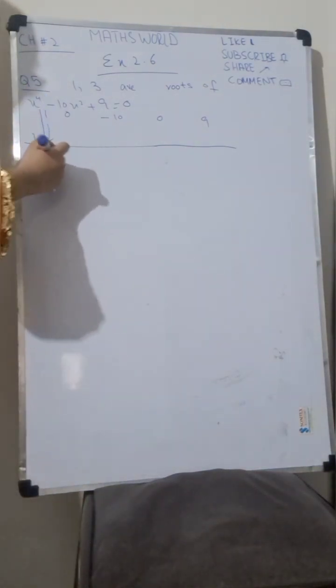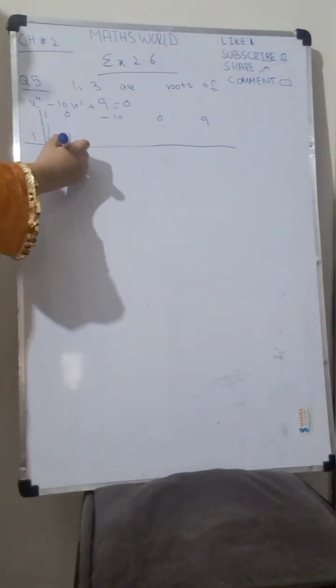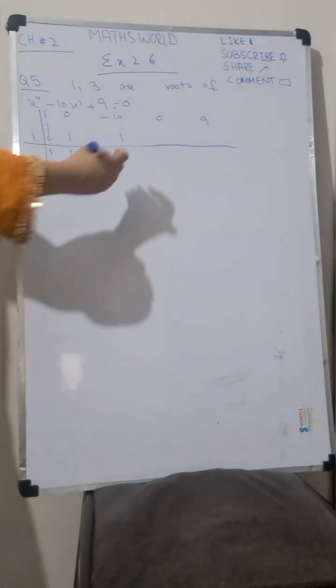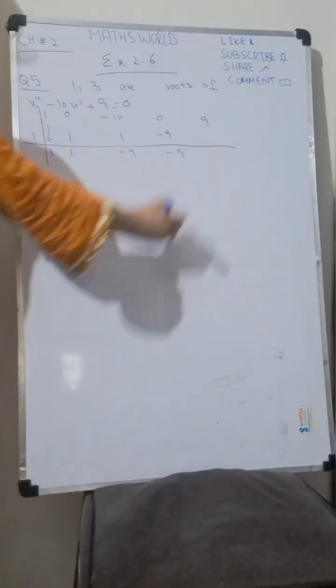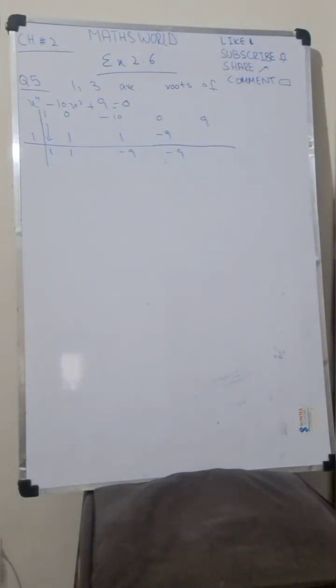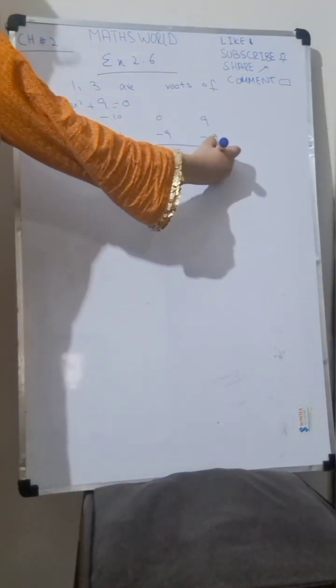So arrow down 1. 1 ones are 1, 1 plus 0 is 1, 1 ones are 1, minus 10 plus 1 is equals to minus 9, minus 9. 1 into minus 9 is minus 9, minus 9 plus 0 is minus 9, and minus 9 into 1 is equals to minus 9. This is equals to 0.